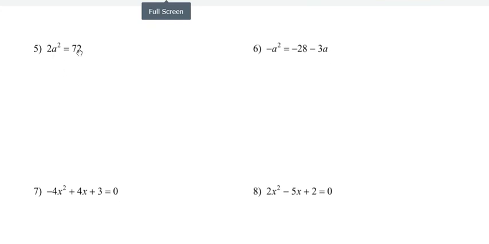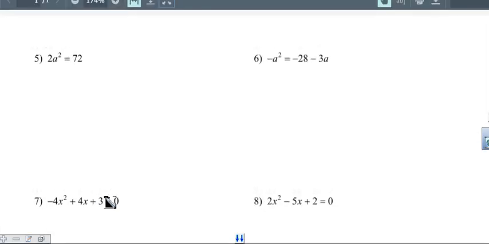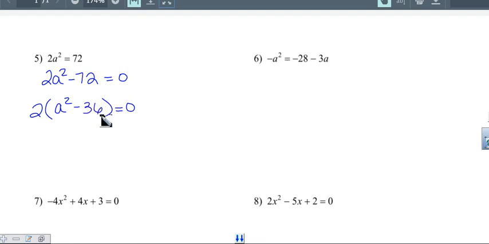Number 5 also needs to be rearranged. I need to get everything on the same side of the equation. I'm going to bring the 72 over here to the left-hand side. When I move it from one side of the equal sign to the other, it will change signs. So now I have 2a squared minus 72 equal to 0. So do these two terms have anything in common? They do. They're both divisible by 2. I'm going to write down my 2, and I'll put a parenthesis that will hold what's left over. I'm left with a squared minus 36.